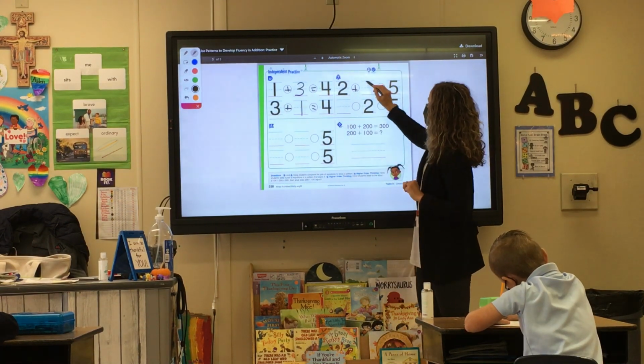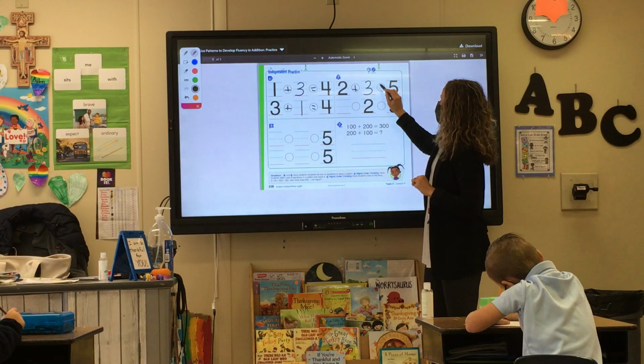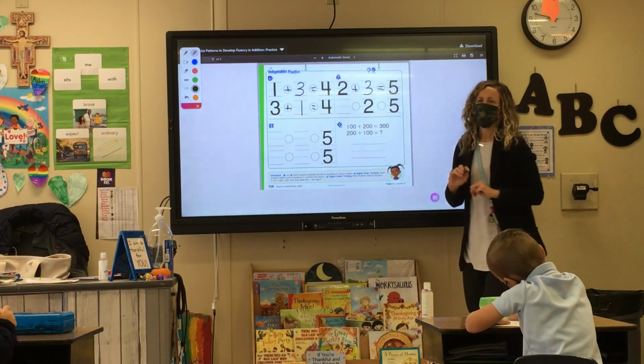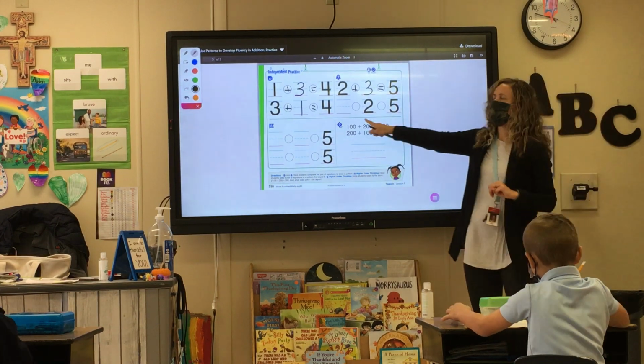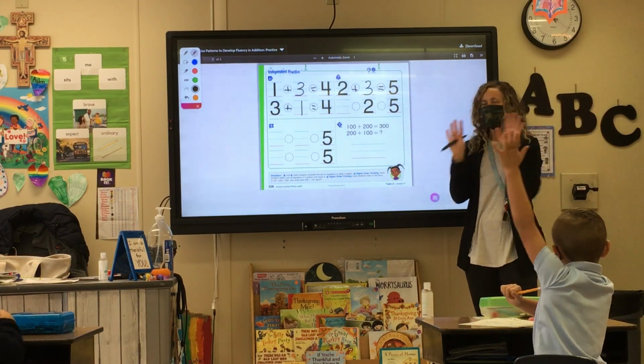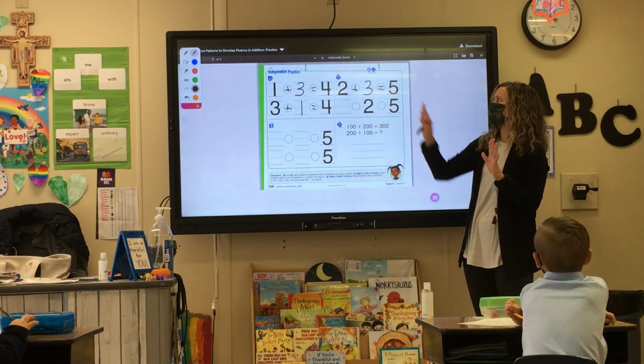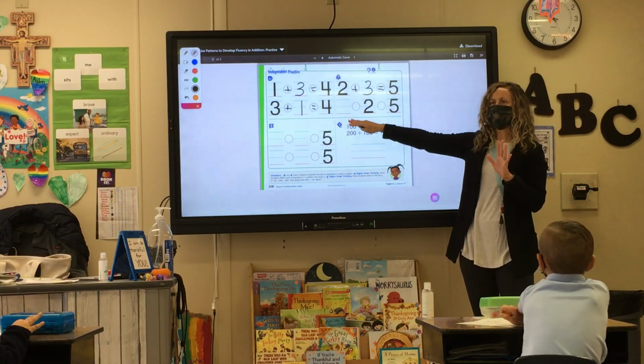You've got to keep counting up. So 3 equals 5. So, who can tell me what my next equation is going to be? We're going to use the same numbers. So 2 plus 3 equals 5. What goes here, Juliana?